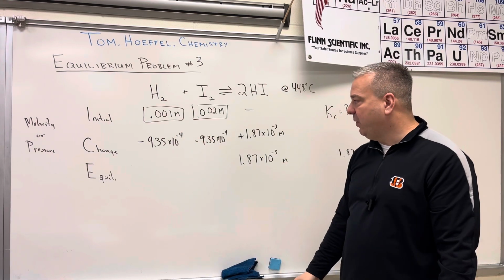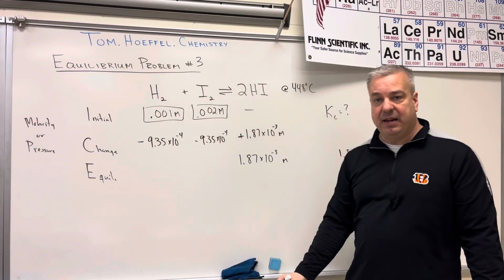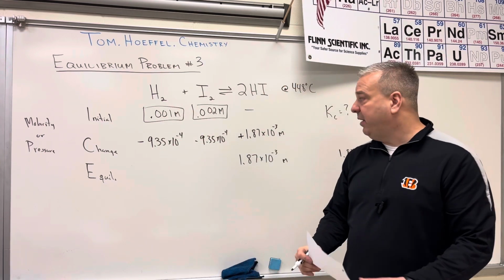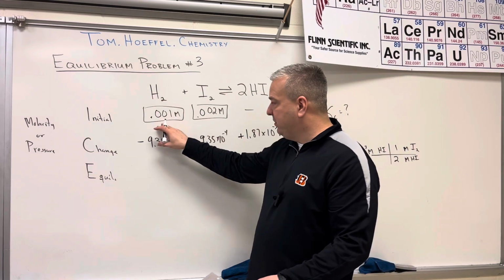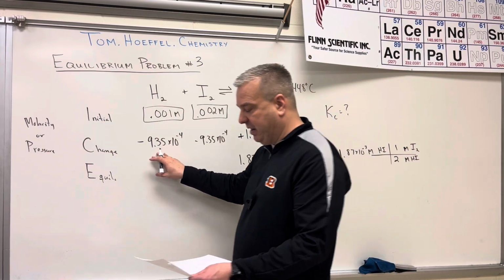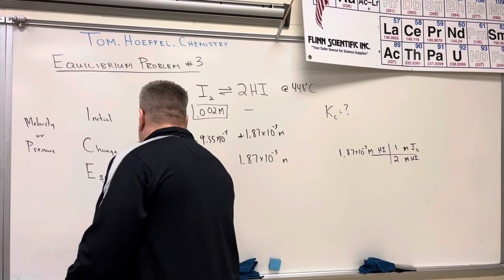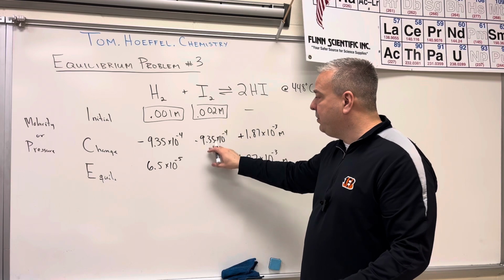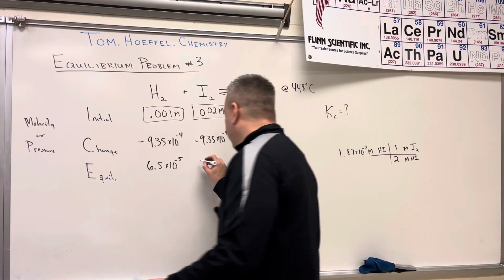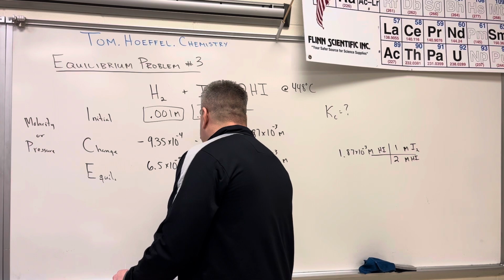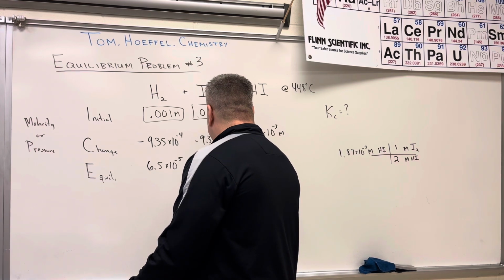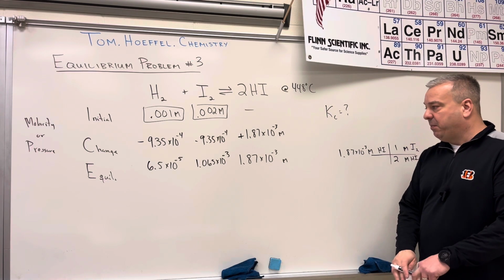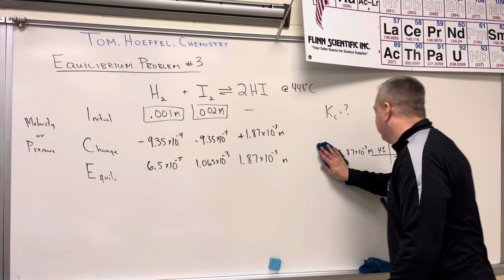Okay, so we now know the change of everything, and if we know the change of everything, we can do some simple subtraction to figure out their equilibrium position. So 0.001 minus this number is going to give me 6.5 times 10 to the negative 5. And if I take 0.002 and subtract this number, I get 1.065 times 10 to the negative 3. So once again, we got some challenging numbers to work with, but at the end of the day, this is all going to be the same concept.